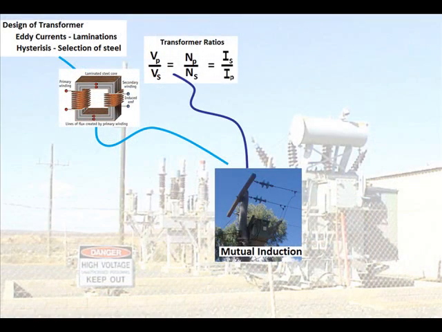Transformer ratios: we find that the primary voltage over the secondary voltage is proportional to the number of turns on the primary and the number of turns on the secondary, and inversely proportional to the current on the secondary and the current on the primary. We'll be using these when we look at the various connections later in this video.